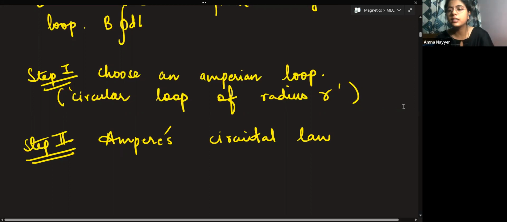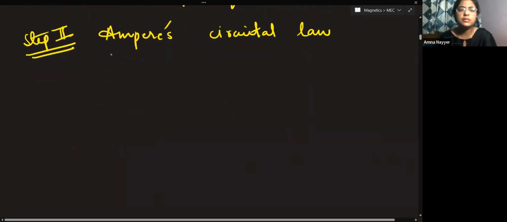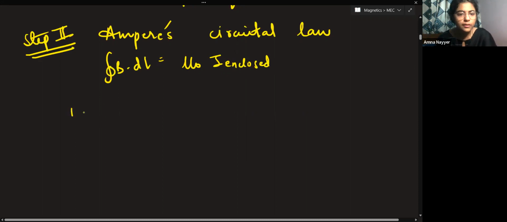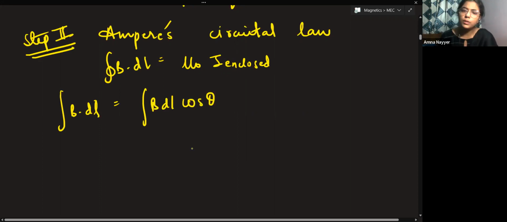So here, what was the Ampere Circuital Law? Line integral of magnetic field, B dot dl, is equal to what? Mu naught times the total current enclosed. Basically, the total current that is enclosed. This is a closed integral, so here we have to write it as B dl cos theta.